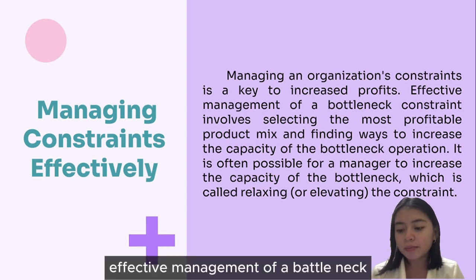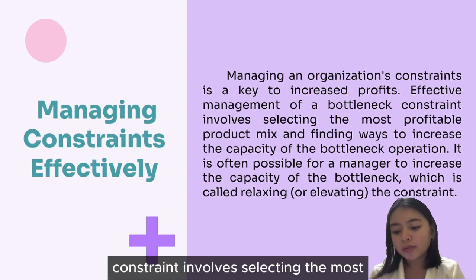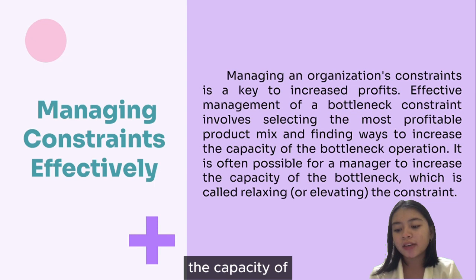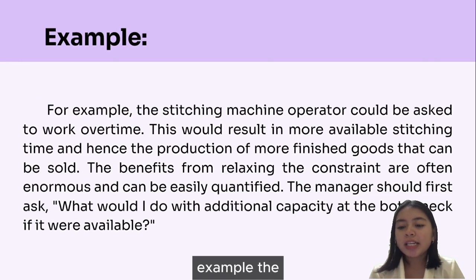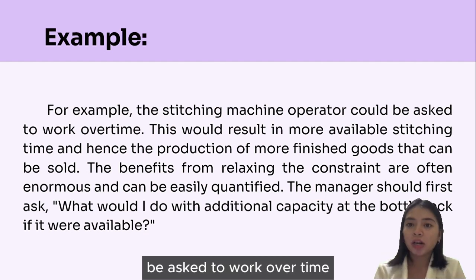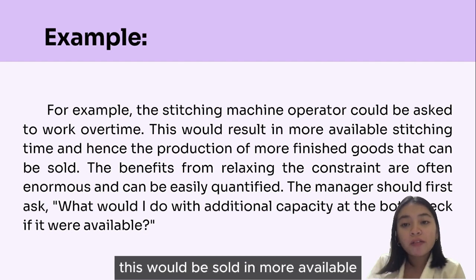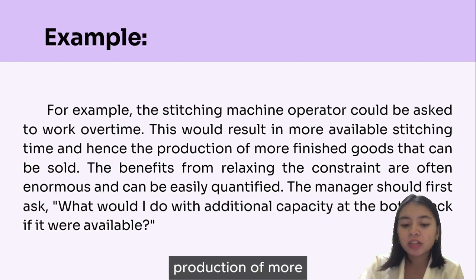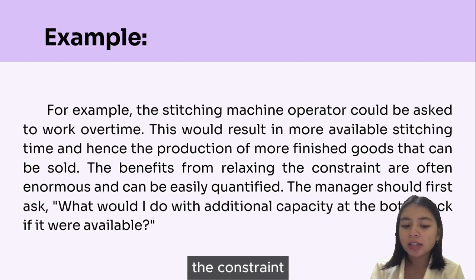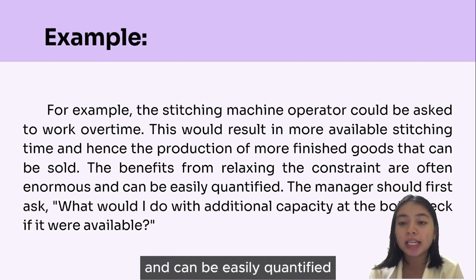Effective management of a bottleneck constraint involves selecting the most profitable product mix and finding ways to increase the capacity of the bottleneck operation. For example, the stitching machine operator could be asked to work overtime. This would result in more available stitching time and hence the production of more finished goods that can be sold. The benefits from relaxing the constraint are often enormous and can be easily quantified.